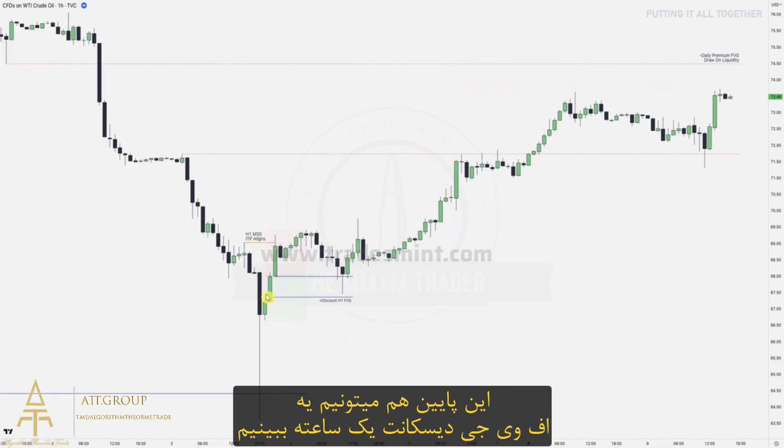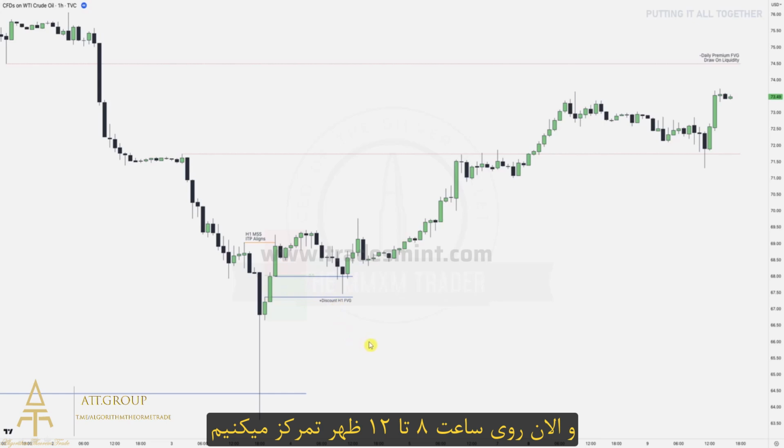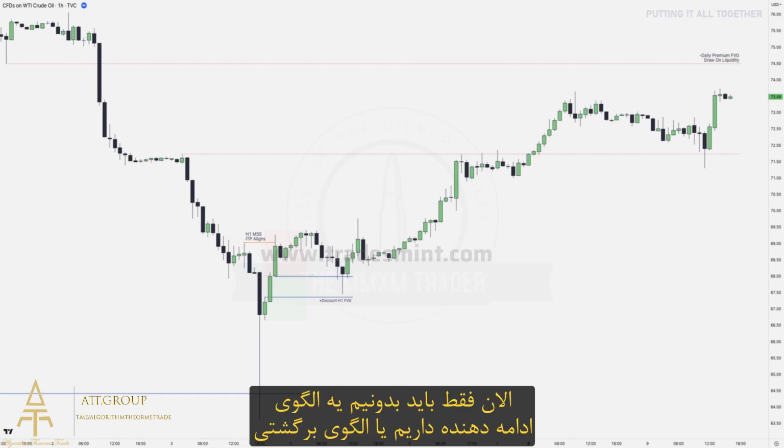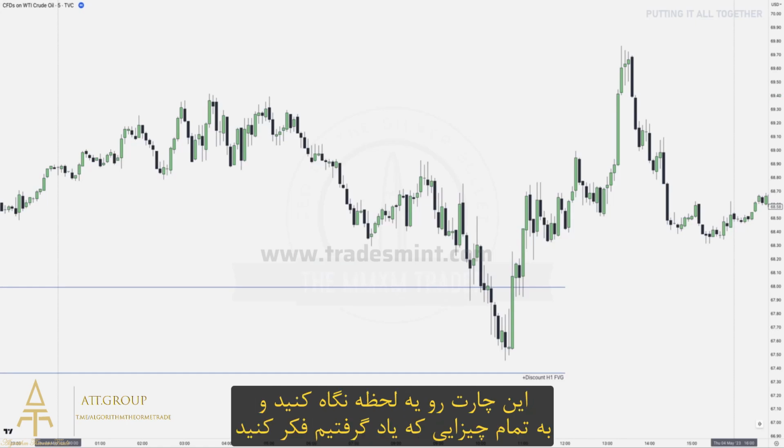We can see down here we've got this discount 1 hour fair value gap, right? So we have our POI on the lower time frame, and we're going to be focusing on that 8 a.m. to 12 p.m. time window, right? That bread and butter setup. We only need to know: are we in a continuation pattern or are we in a reversal pattern? That's it. So diving in on a 5-minute time frame, what do we see over here? Take a look at this chart just for a bit and think about what we already learned in all those lessons, right?